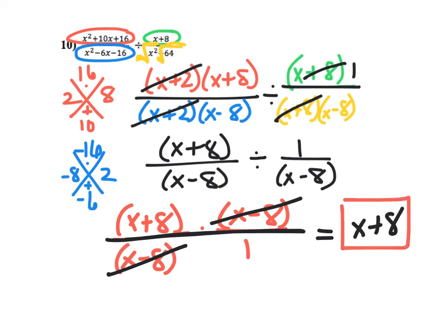Again, factor everything you can. If anything else cancels it out, flip your second fraction and multiply. And then cancel again.